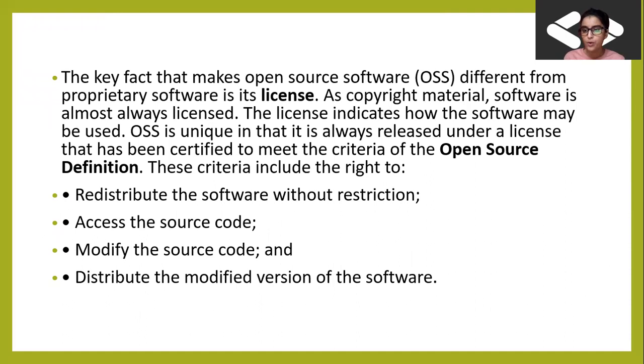The key fact that makes open source software different from proprietary software is its license. As copyright material, the software is almost always licensed. The license indicates how the software may be used.